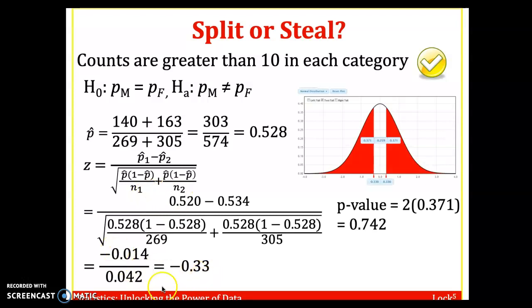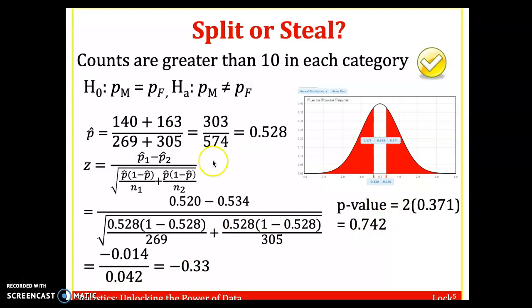And we got the statistic to be minus 0.033. All right, here on the side, we got the p-value is equal to 2 times 0.371. Our p-value is 0.742.